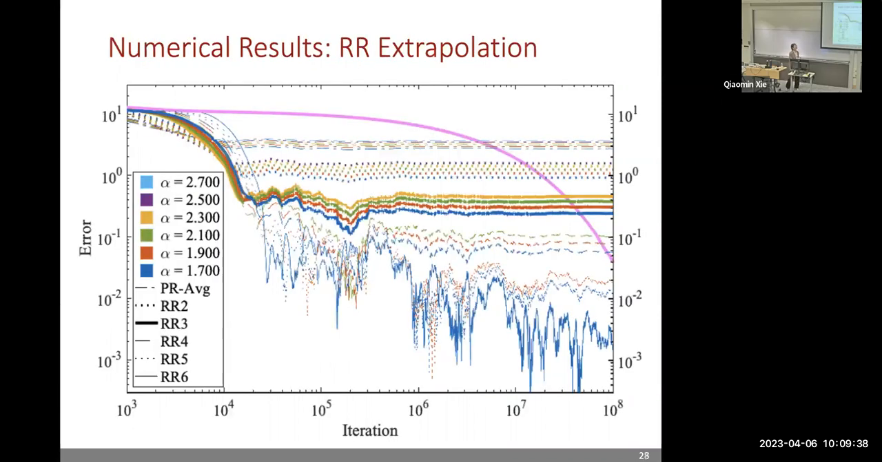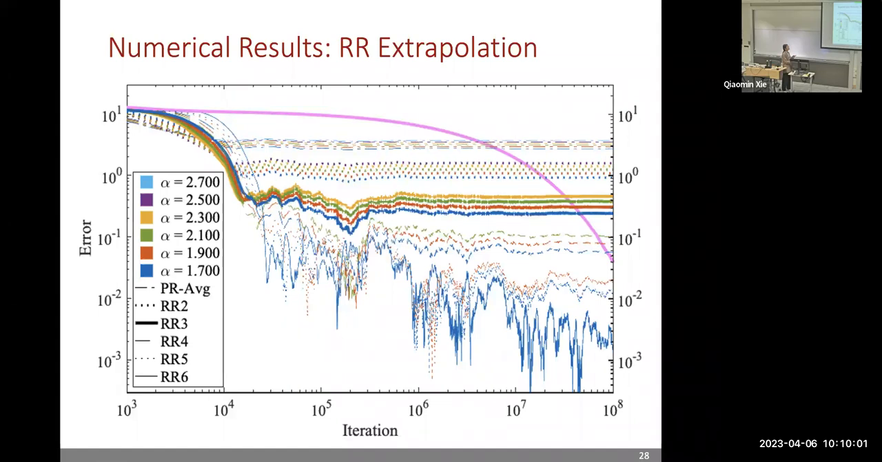So these are numerical. I know it's a little bit crowded here. It's exactly the same set of results we saw at the beginning. The first set of lines corresponds to the original iterate, where we're using these different step sizes. And the first dashed line set corresponds to the R extrapolation, but only using 2 different step sizes.